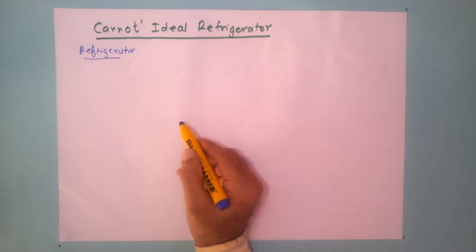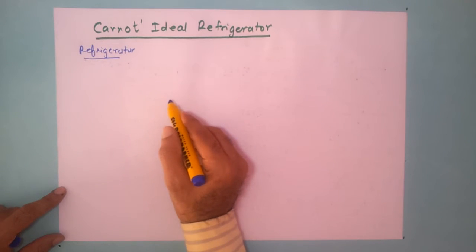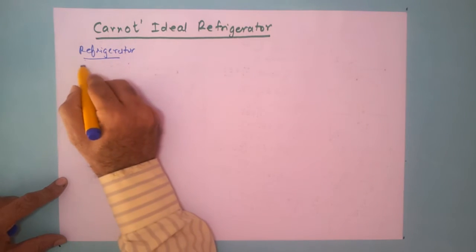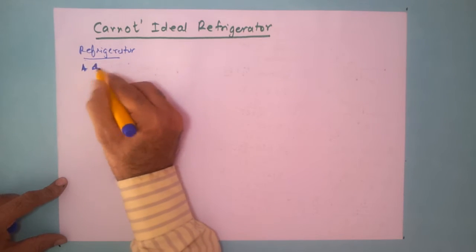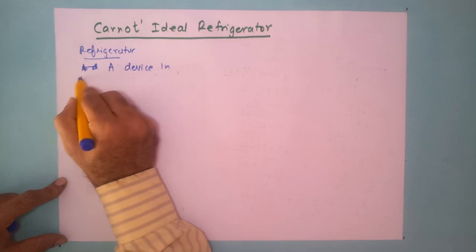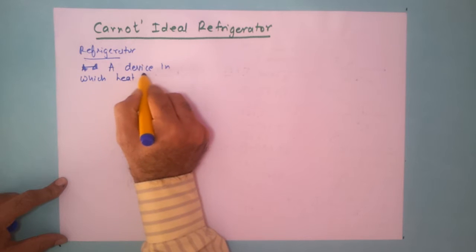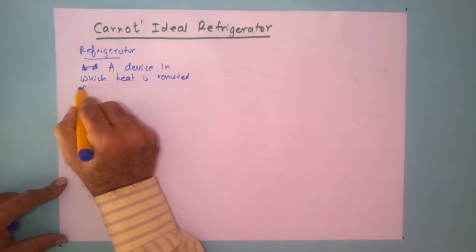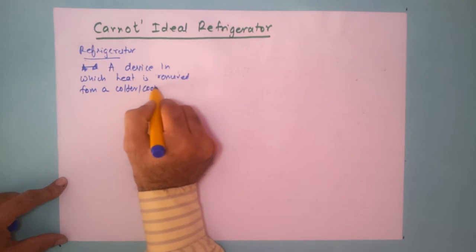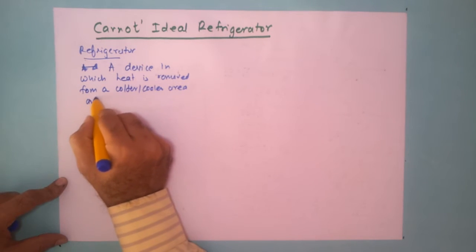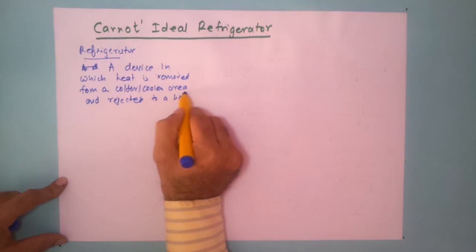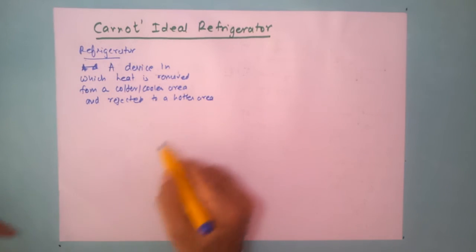A refrigerator is a device in which heat is removed from a colder or cooler area and rejected to a hotter area. So this is what a refrigerator does.